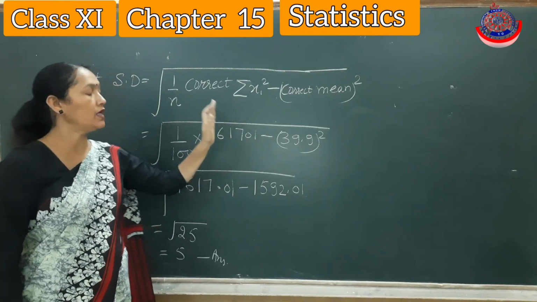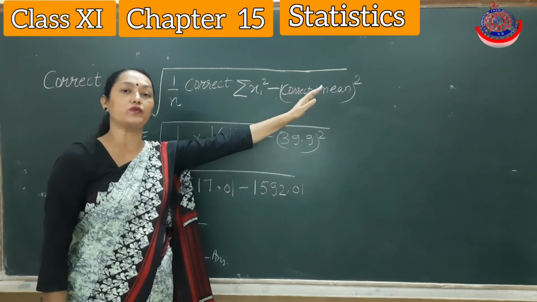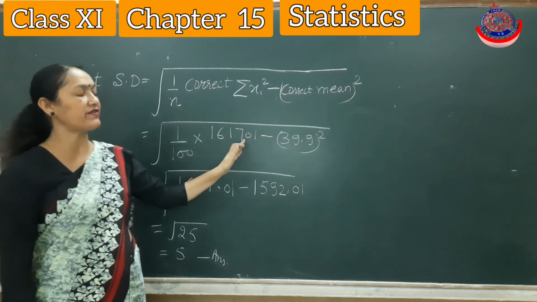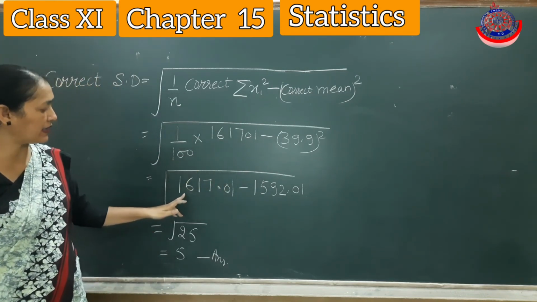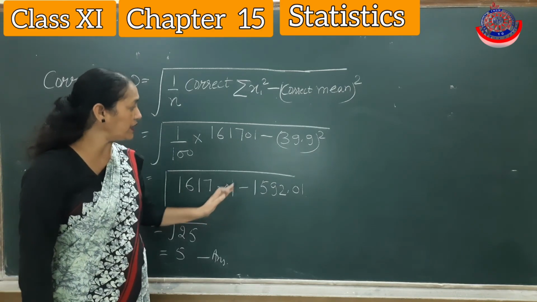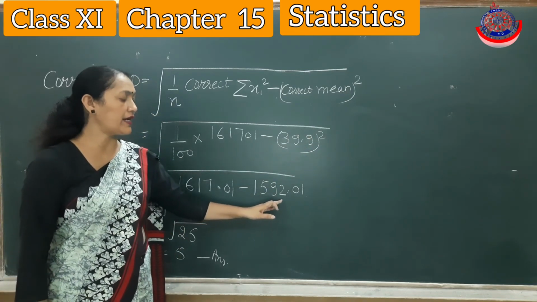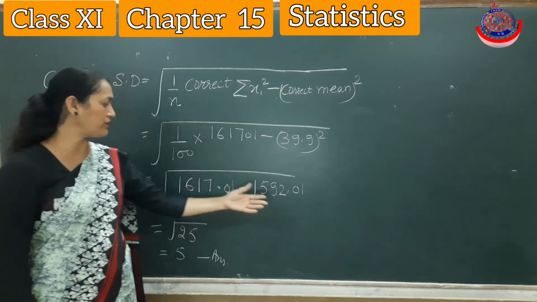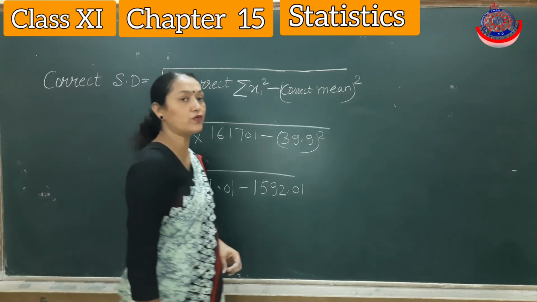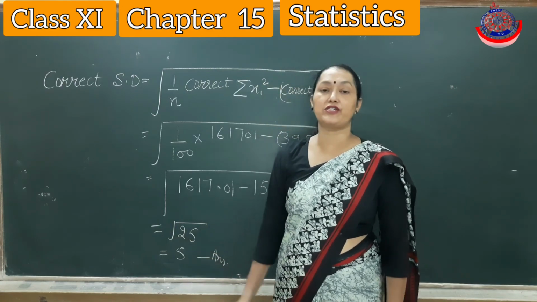For calculating correct standard deviation, we will have to write down the same formula which I used earlier, but with the correct values. 1 upon n with correct sum of xi square minus correct mean whole square. So this correct value of xi square came out to be 1,61,701 divided by 100 will come like this, 1617.01, and square of 39.9 will come out to be 1592.01. After subtraction of these two values, we will be getting 25, and after taking square root of 25, we will be getting the actual, correct standard deviation as 5.